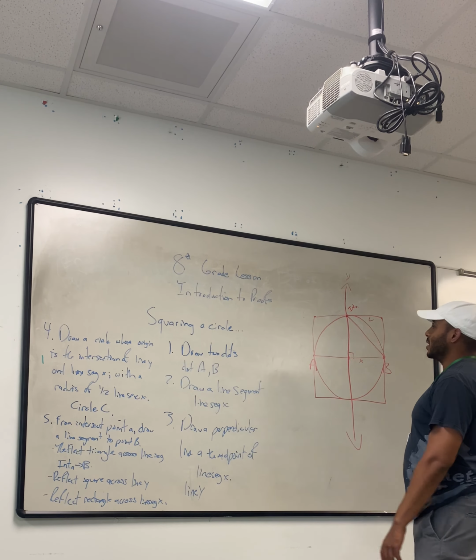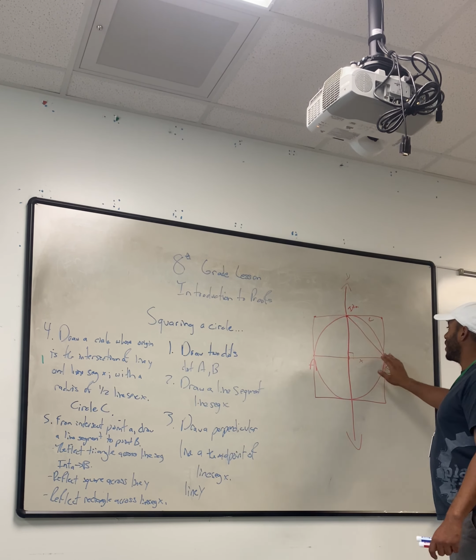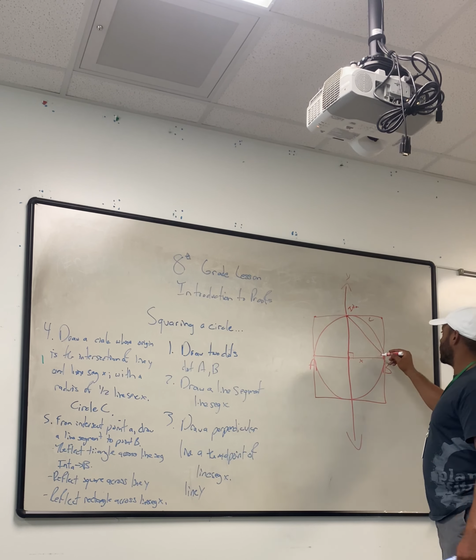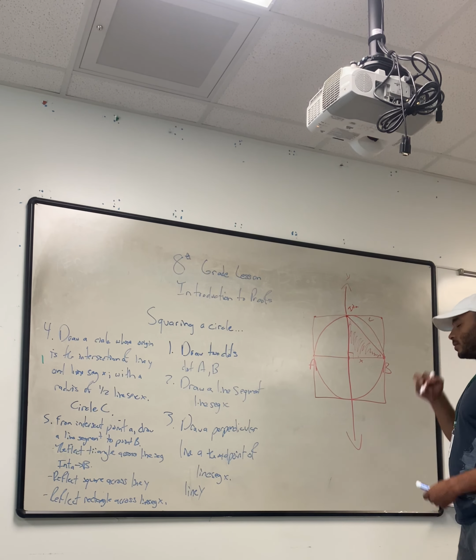But this is basically how we square a circle. And we see we have a hidden triangle in here. We didn't say what it was, but it's definitely a triangle. This little shaded region right here. Definitely a triangle.